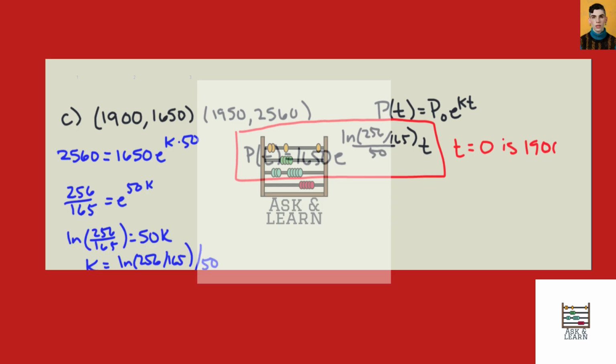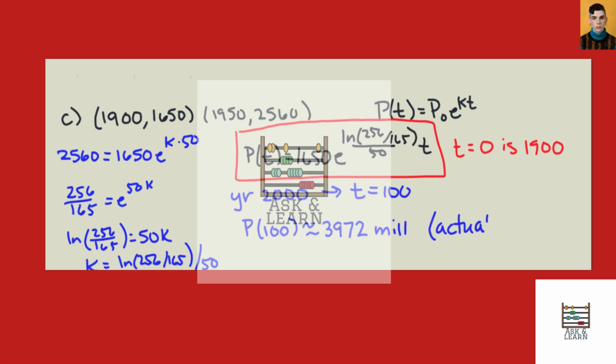And the prediction we're interested in making for part C is for the year 2000. So the year 2000 is going to be 100 years since the year 1900. So we're going to use t equals 100. Substitute it into our model, put it in the calculator, and we get approximately 3,972 million for the population. Well, the actual population was significantly higher, 6,080 million, and that's over 6 billion people.